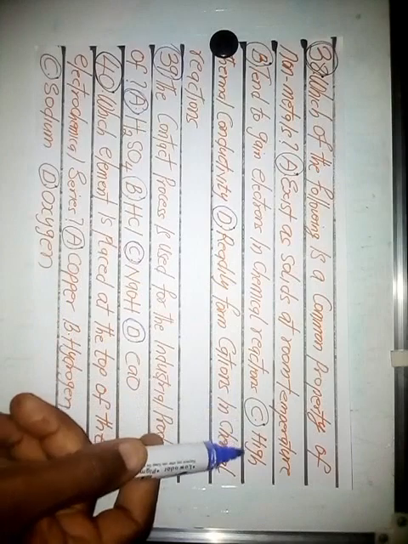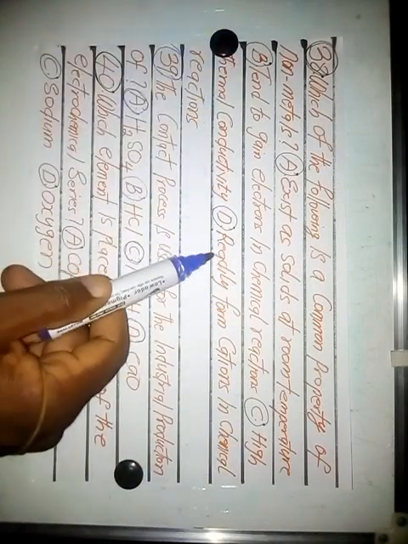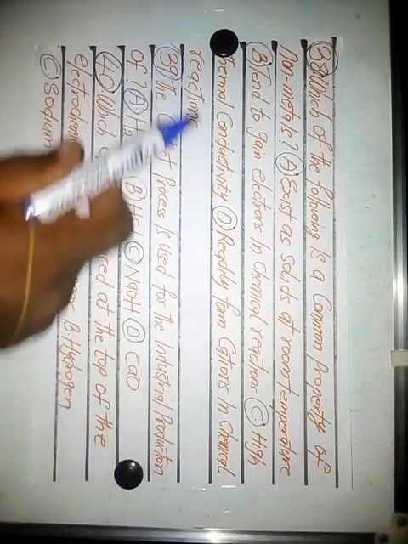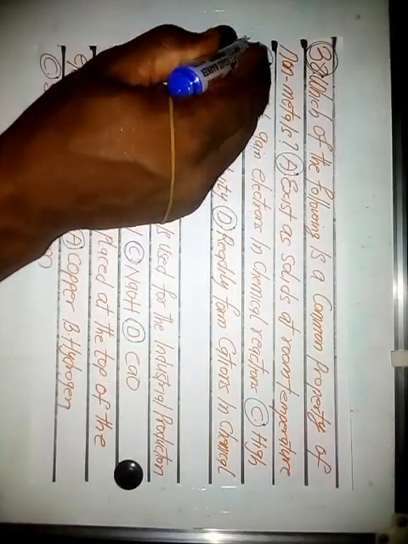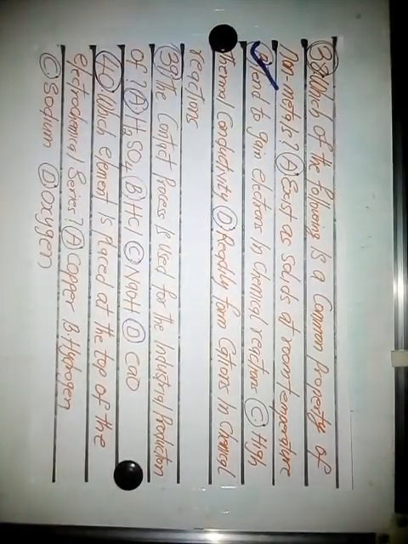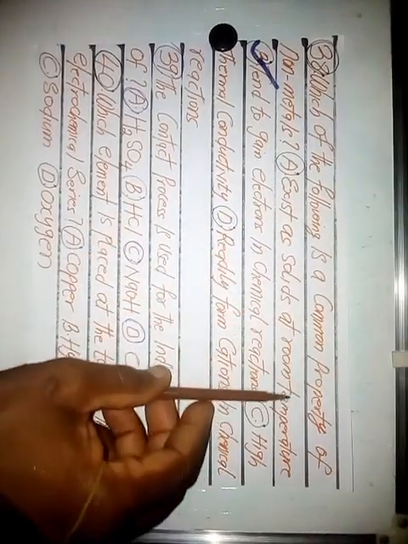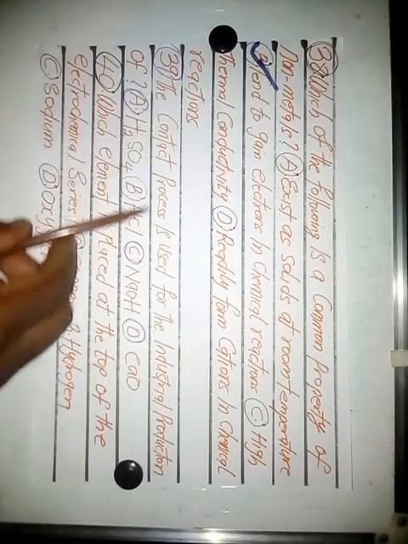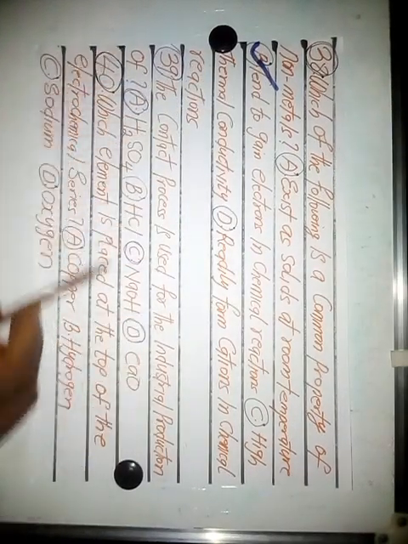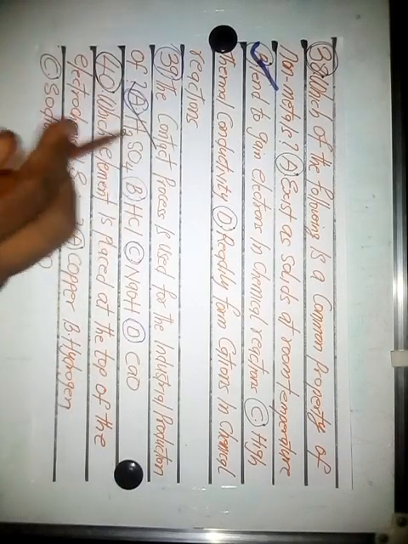Which of the following is the common property of nonmetals? A. Exist as solids at room temperature. B. Tend to gain electrons in chemical reaction. C. High thermal conductivity. Then D. Readily forms cation in chemical reaction. Okay, so your answer will have to be B, because every other one are properties of metals, while only this one is property of non-metals. Then 39, the contact process is used for the industrial production of, that is, your answer is A, sulfuric acid.